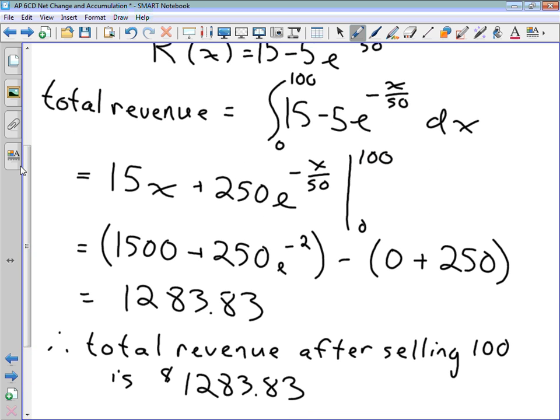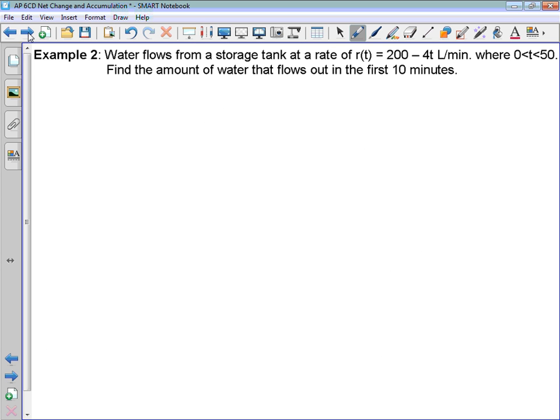Okay. All right, let's take a look at our next example here. Water flows from a storage tank at a rate of R at t equals 200 minus 4t liters per minute, where we're going from t equals 0 to 50. Find the amount of water that flows out in the first 10 minutes.